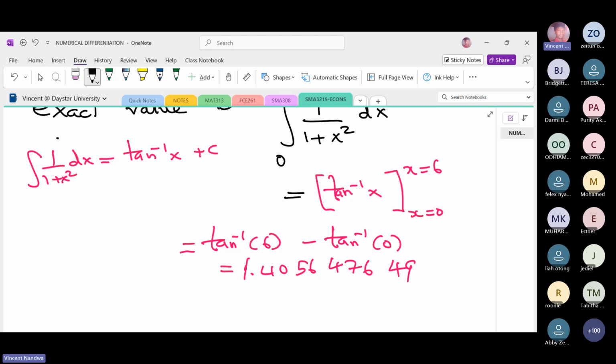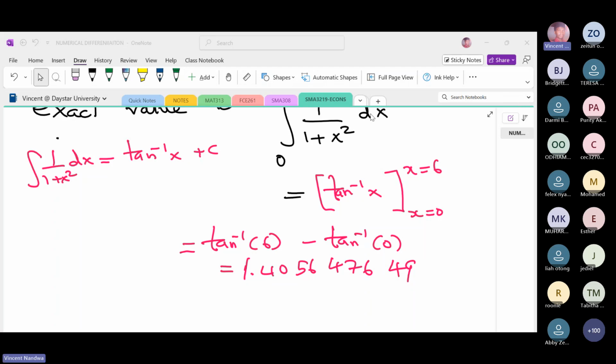I expect another answer apart from this. Any person with a different answer? Tan inverse of 6 minus tan inverse of 0. Use your calculators and tell me, what are you getting? Any other answer? I just have the similar. Same. Any person with a different answer?